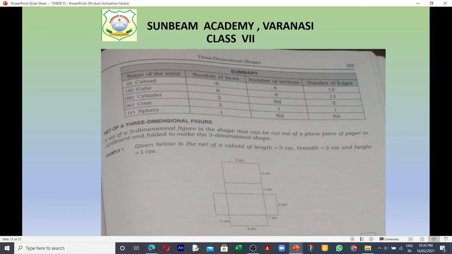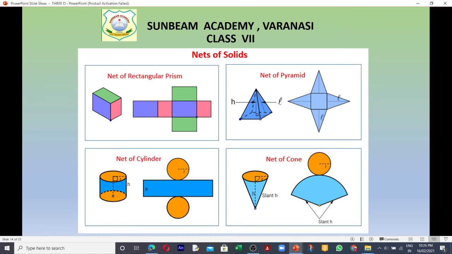In pyramid the top will be pointed and in prism top will be the same as that of base. अगर आपका base स्क्वायर है तो टॉप भी स्क्वायर होगा. See this, it has been picked from your book. Now I think all the part I have completed. See this is net of solid shapes, children. Net of cylinder, net of cone. You can see the pyramid.